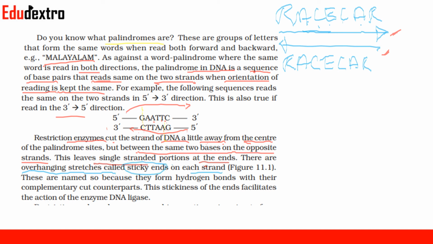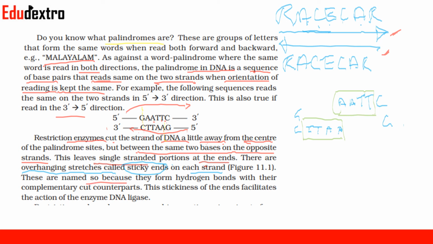Now if this is left over, basically you will have G and CTTAA as one sequence, and another sequence will be AATTC and G. So you will basically have these regions, and these are nothing but sticky ends. This region is called the sticky ends, and these are overhanging stretches.